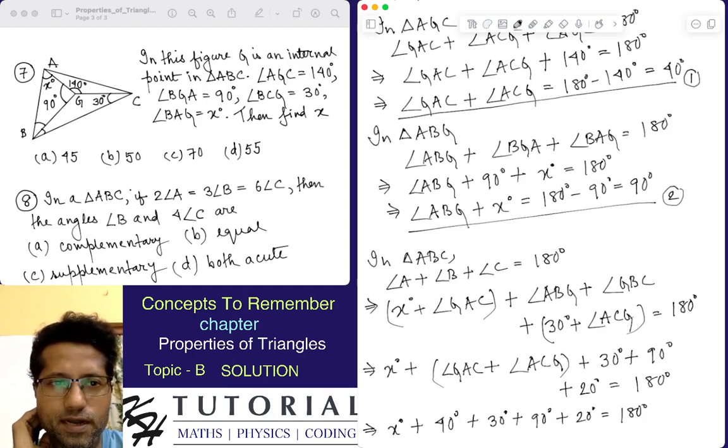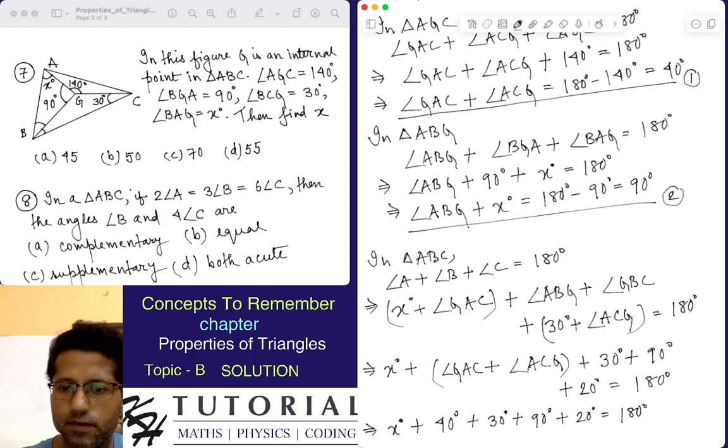Okay. Now in triangle ABC, we have angle A plus angle B plus angle C equals 180 degrees. This means angle A is x degrees plus angle GAC. What is angle B? Angle B is angle ABG plus angle GBC. And what is C? C is 30 degrees plus angle ACG. Okay, that equals 180 degrees.